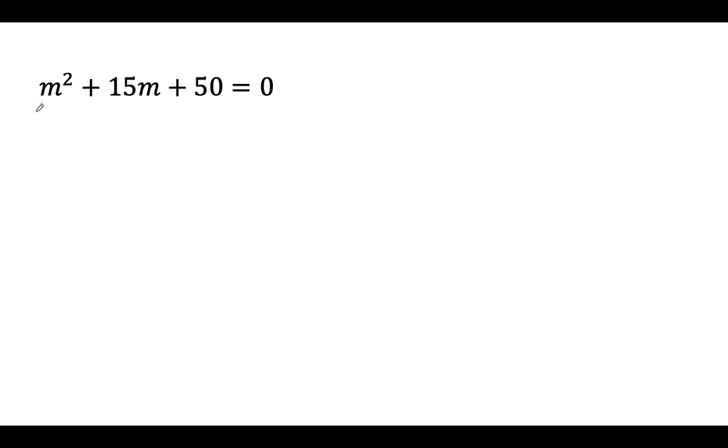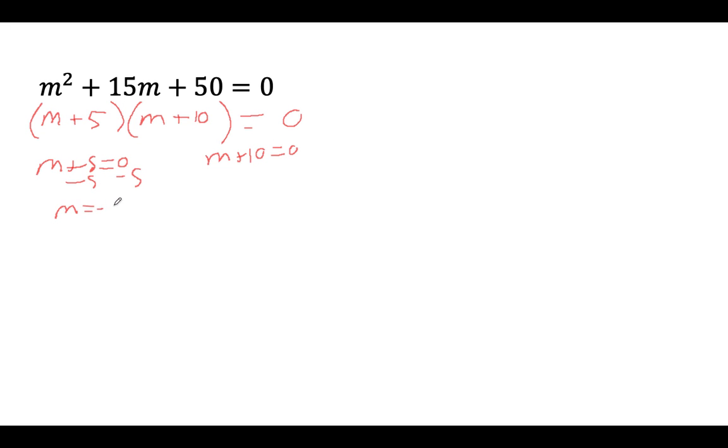Oh, this one's too easy. Start by factoring. This tells us that they're both going to be positive. No slide is required, so I'm going to write my m's down. Factors of 50. Two numbers that multiply to 50 and add to 15. 5 and 10. So then you just set each factor equal to 0 and solve. So let's subtract 5 from both sides. M equals negative 5. Subtract 10 from both sides. M equals negative 10.